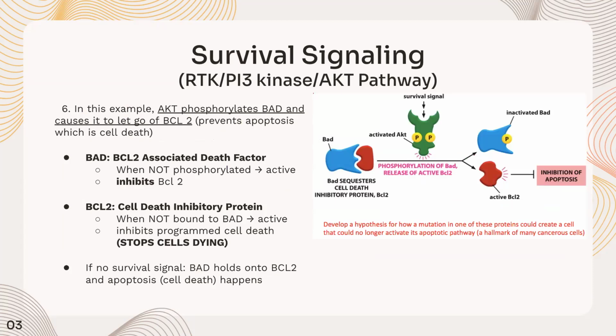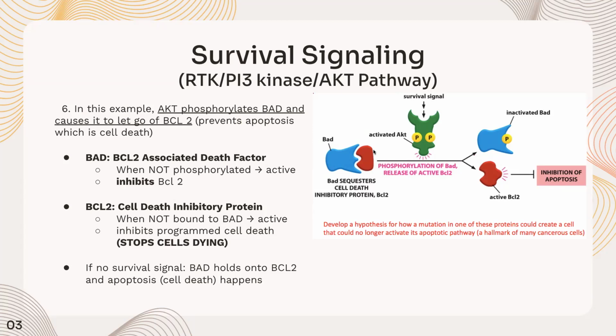So in this example, AKT phosphorylates bad. Bad is this guy. I just like saying that. It's the blue guy, right? Which lets it let go of this. So let's talk about that a little bit. So the red guy, this is the cell death inhibitory protein. So it's only active when it's not bound to bad.